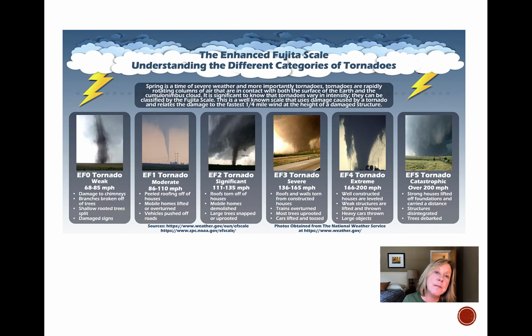So back to this infographic on the Fujita scale. Understanding the different categories of tornadoes. This is a longish title, but it's crystal clear. This would be search engine optimized.